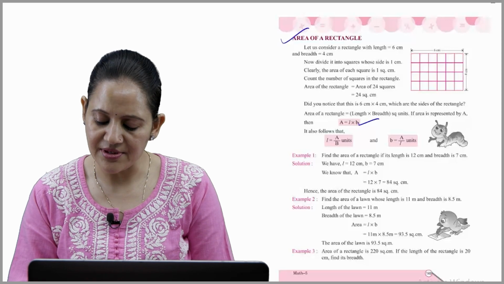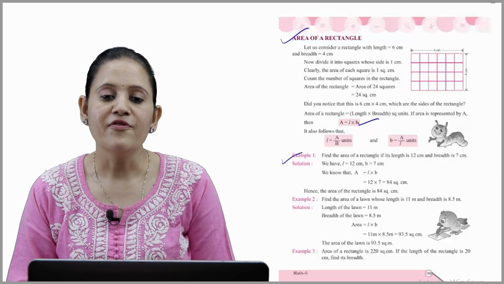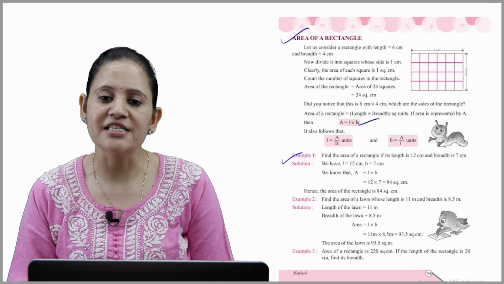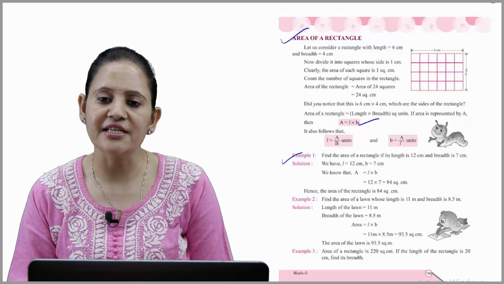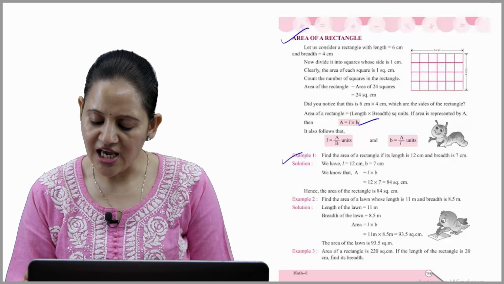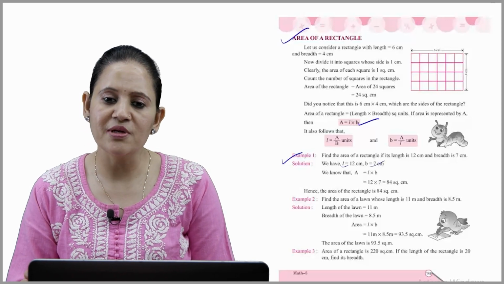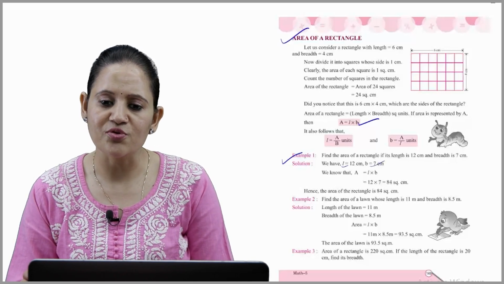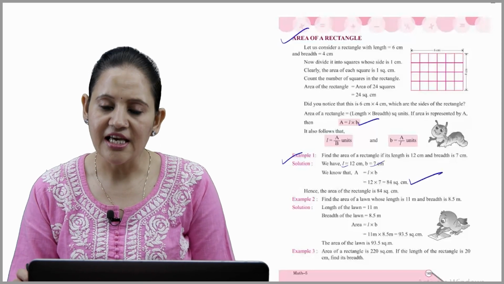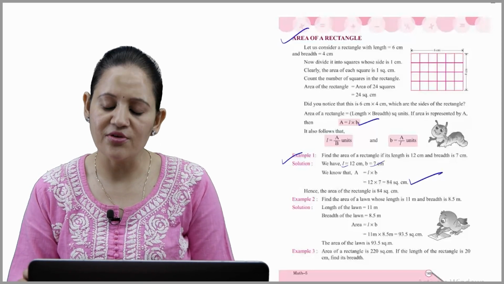Now, we will take an example. Find the area of a rectangle if its length is 12 centimeter and breadth is 7 centimeter. So, we have length and breadth. We know area equals L into B. So, 12 into 7 is 84 square centimeter. Area is always expressed in square units.